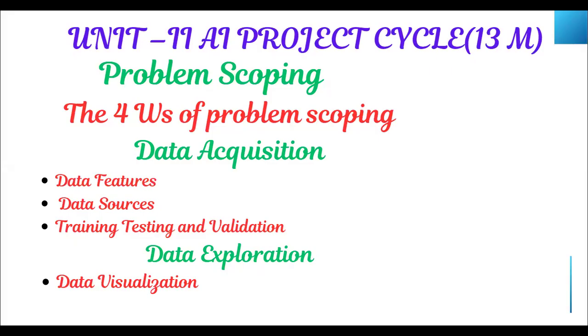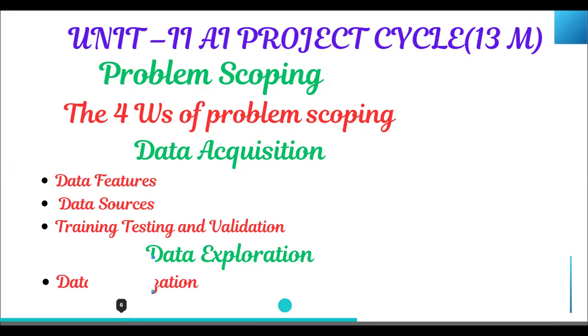Hello everyone. Today is day two of our AI exam preparation, and we are going to start with Unit 2, that is the AI project cycle, where you can score 13 marks from this chapter. To score 13 out of 13 from this chapter, you have to concentrate mostly on these topics.